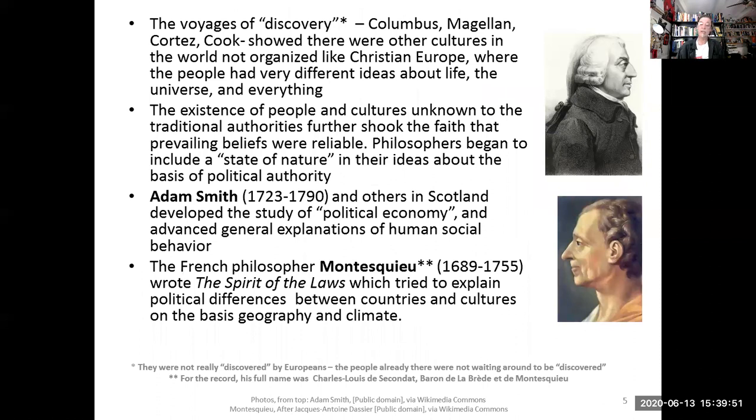Many ideas that Europeans held as reflecting the world as it always had been and would always be were shaken when first Columbus and later Magellan, Cortez, and others began to sail west from Europe, initially under the belief that they could sail straight to India.